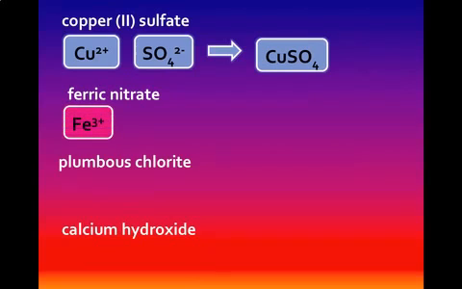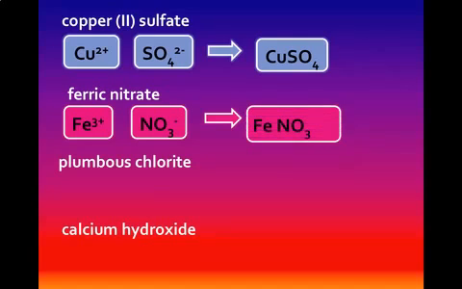Ferric nitrate. Ferric tells us it's a +3 charge on the Fe. Nitrate is NO3 with a -1 charge, so we do not add up to 0. We're going to do our crossover trick, and we get FeNO3, but I haven't put in the crossover yet. That's just the polyatomic ion's 3, so I need to put an additional 3 there.